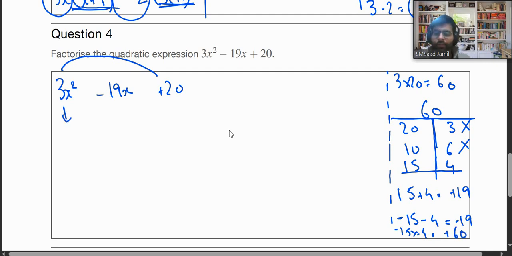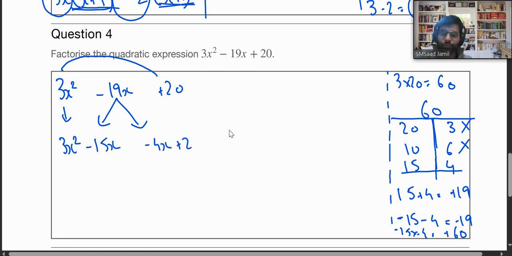So I will write 3x². I will break 19x into two parts, which is -15x - 4x and +20. What is common in these two terms? 3 and x. When I take 3x as common, what remains? x - 15 divided by 3 is 5. And I will not write x because I took x as common.